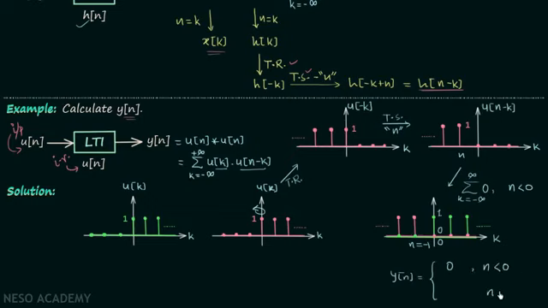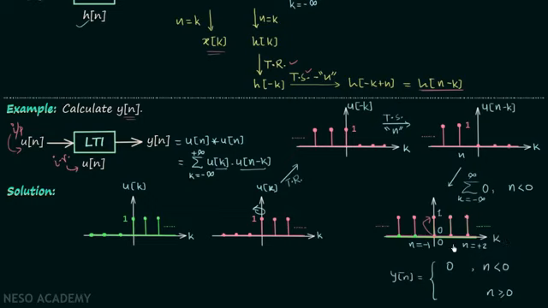Now we will consider the next possibility, and this time n is greater than or equal to 0. When n is greater than or equal to 0, let's take one example of this. n is equal to +2. The plot of u[n minus k] will now shift like this. Initially, when n was less than 0 and k was equal to 0, u[n minus k] was 0, but now it is 1.